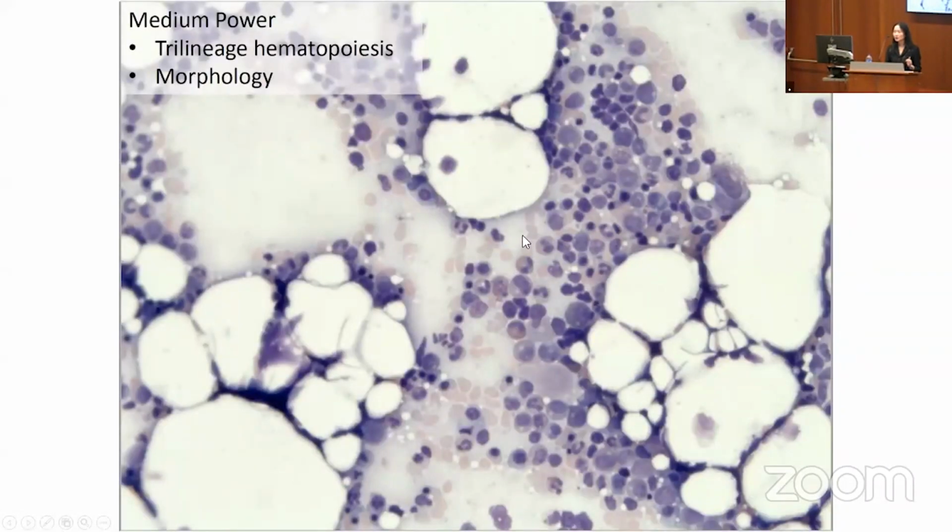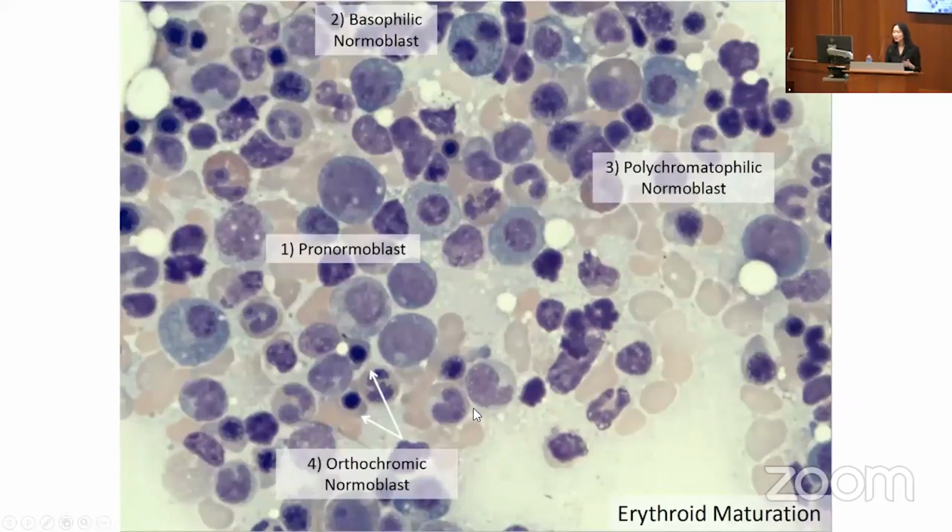At medium power, you can see our myeloid and erythroid cells. You can start doing an overall assessment of their morphology. On high power, and I apologize for so many labels here, some of these slides were taken from my lectures to our residents to get them to recognize each type of cell.